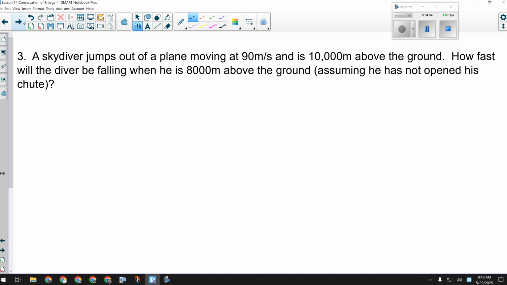So try this one. Skydiver, right? Parachute not open, so in free fall. Because if you open the parachute, then you've got work going on because something's going to slow you. This person just jumped out of a perfectly good airplane. They have a parachute, they just didn't open it yet.